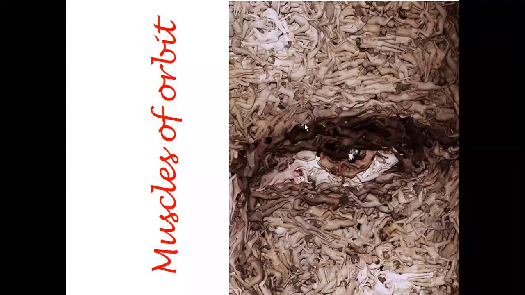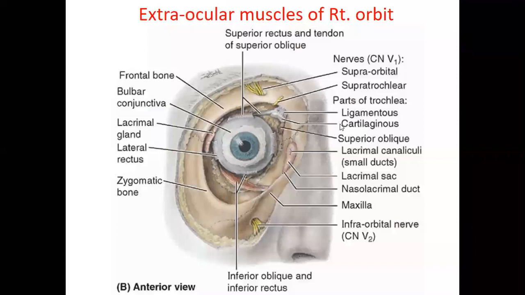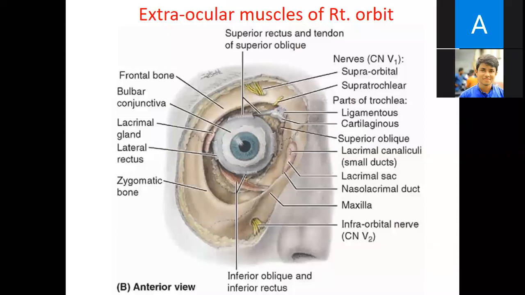Today's topic of discussion is muscles of orbit. More specifically, extraocular muscles will be discussed today. Now, what are the extraocular muscles of orbit? So, there are 7 muscles which are called extraocular muscles.